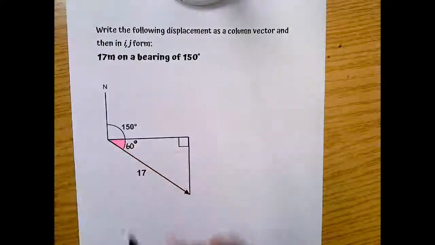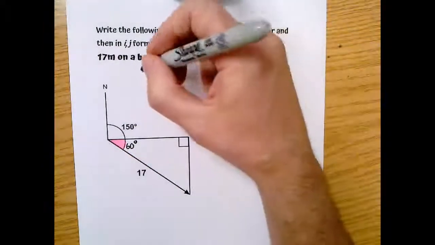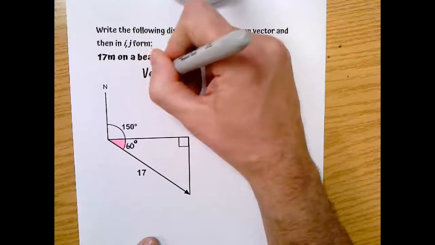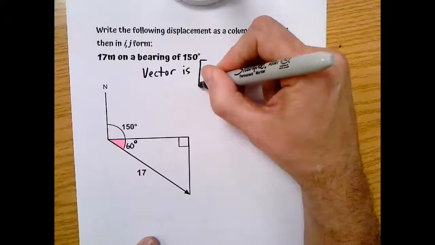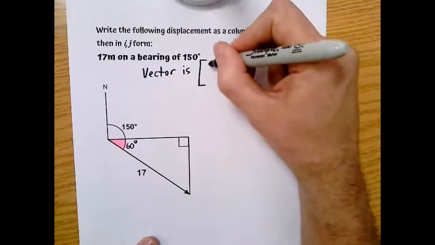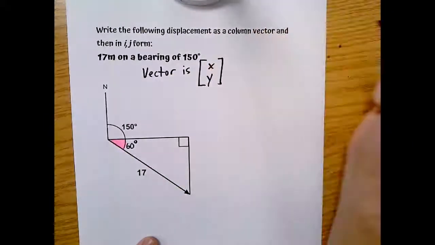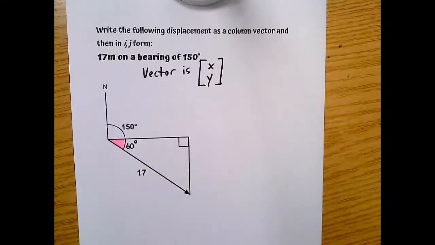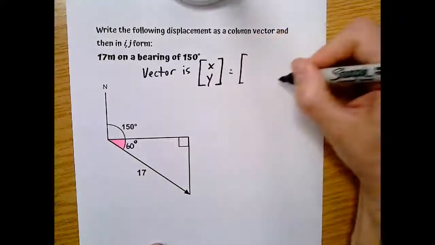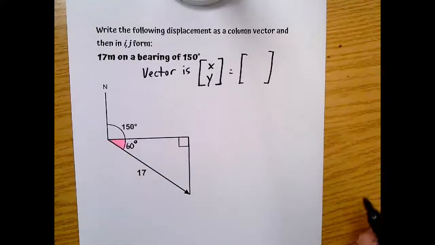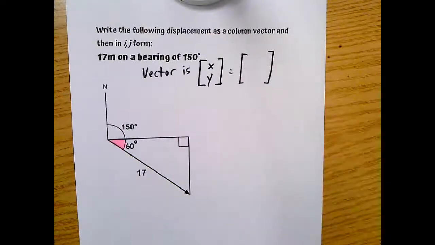We pretty much got everything we need to go ahead and solve this thing. So when we look at this, what we're trying to do here is put it in column form. I want to make my answer the vector is, and you're going to have a column that looks like this. It's just your x value or your i value on top of your y value, which is also known as your j value. I'm going to leave that there to put my answer later. First, all we got to do is find our x value and our y value. So we can handle that.